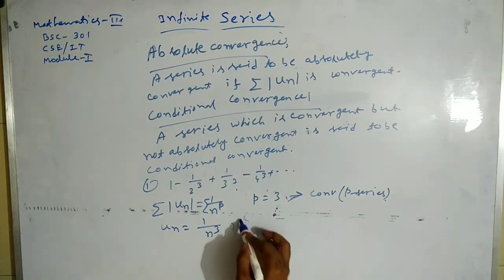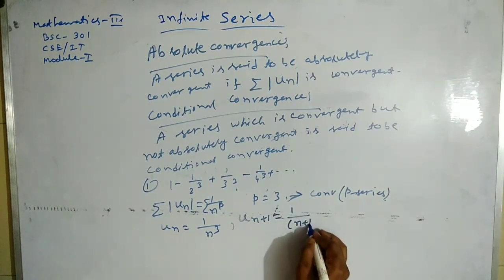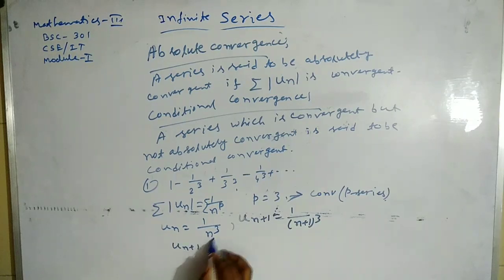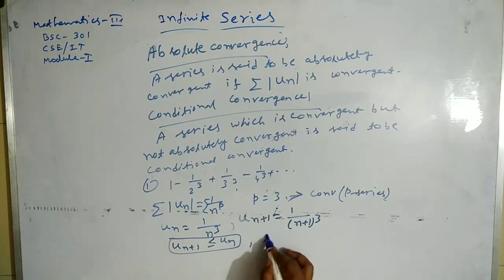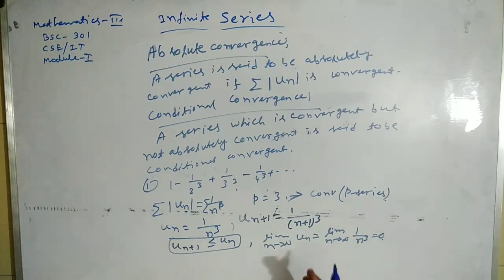So un plus 1 is 1 by n plus 1 whole cube. So obviously un plus 1 is less than or equal to un. So the first condition is satisfied, and if we calculate limit n tends to infinity un, that is limit n tends to infinity 1 by n cube, this will be 0. So the second condition is also satisfied. So according to Leibniz test, this alternating series is also convergent.